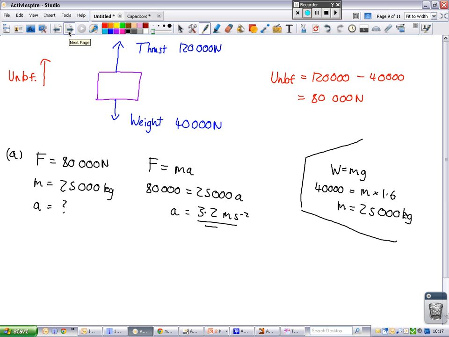So we start off with the same stuff. We don't know the mass this time, so we haven't written that in here, but we've just drawn a box. We've indicated the thrust acting upwards, the weight acting downwards, then calculated what that unbalanced force is over here. Use that unbalanced force along with mass, which we can calculate using W equals mg. Remember, weight is the force that acts upon an object due to its mass and due to the gravitational field strength. And mass is just how much stuff is inside something. We use that to calculate acceleration.